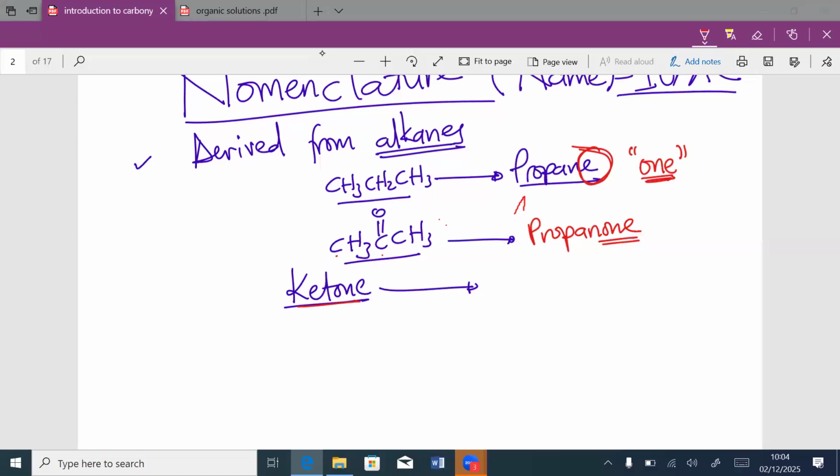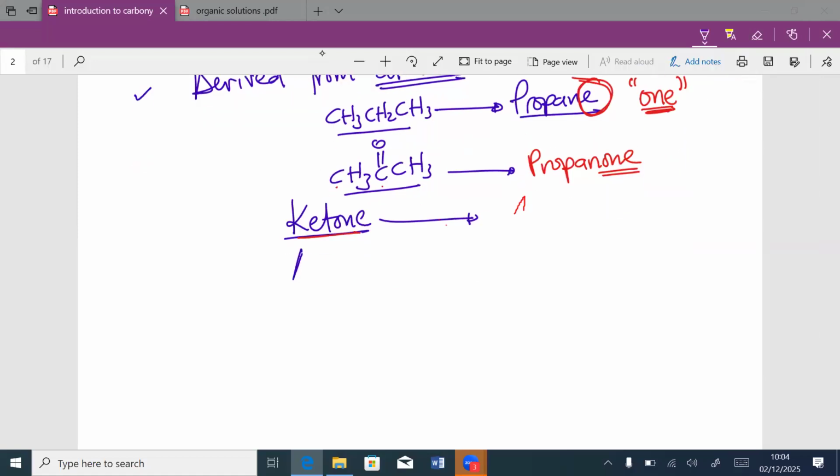That is for ketones. Then for an aldehyde, for example, let me do the same aldehyde with 3 carbon atoms.